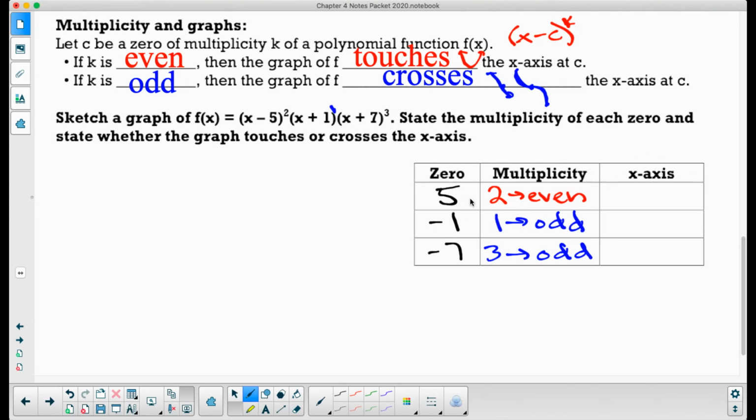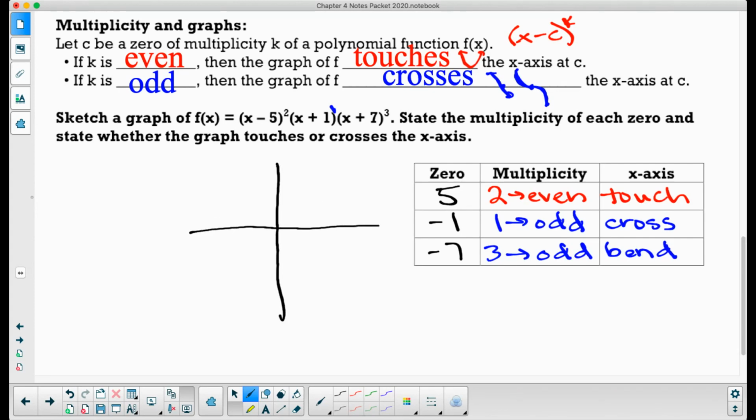On the x-axis, at 5, the graph is just going to touch the x-axis. At -1, since it's just a power of 1, it is going to just cross through the x-axis. And then at -7, that power of 3, that little higher power, means that it's going to cross, but it will bend. If we're going to be a little more specific, it'll bend through the x-axis there. Now let's see if we can find out some other things about this so we can start graphing.